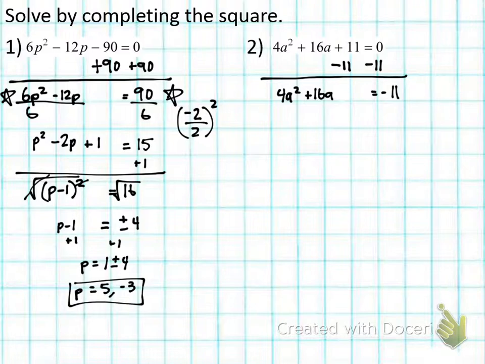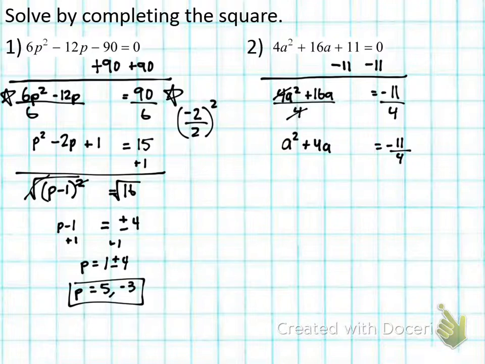Okay, a is equal to 4. How do I get a equal to 1? I divide by 4 this time, right? We're not going to divide by 6 again. We're going to divide by 4. So 4 divided by 4 cancels out. We just leave a squared. 16a divided by 4 is positive 4a. And then negative 11 divided by 4 is just negative 11 over 4, right?